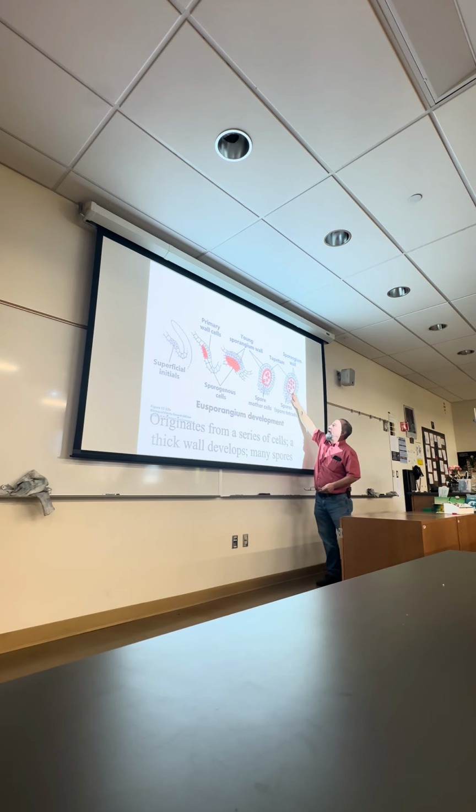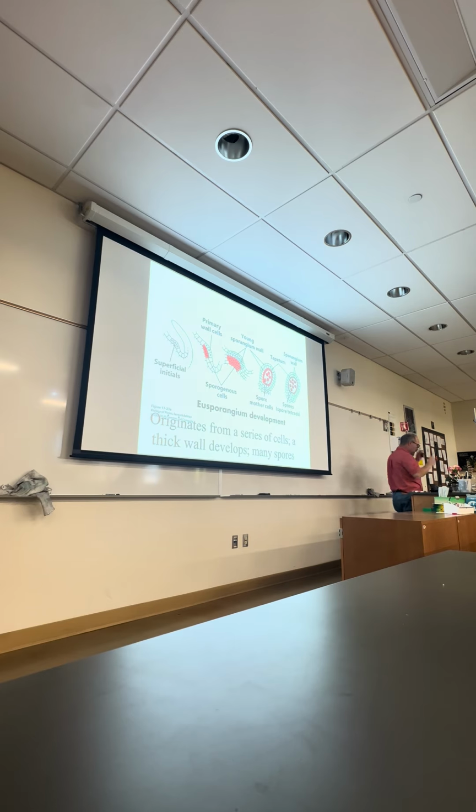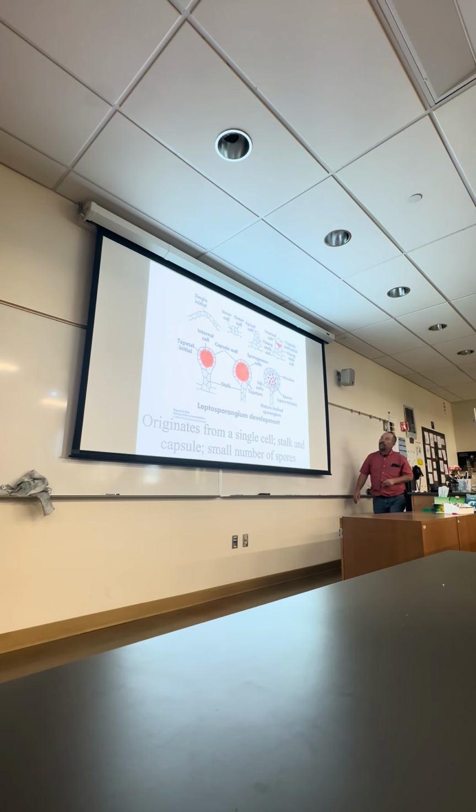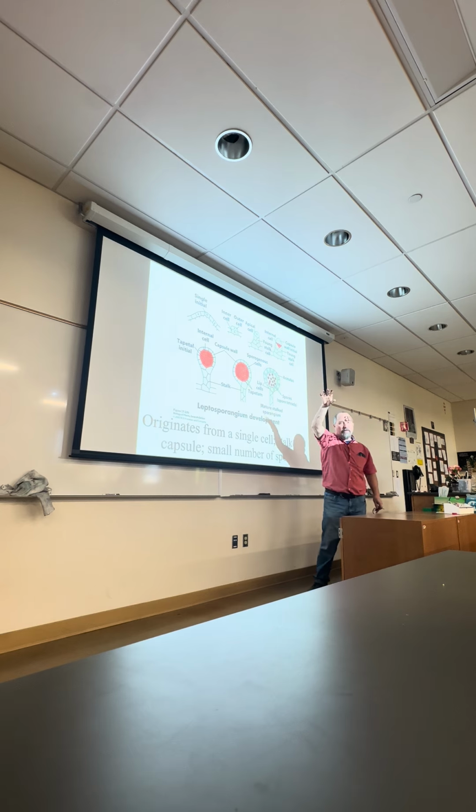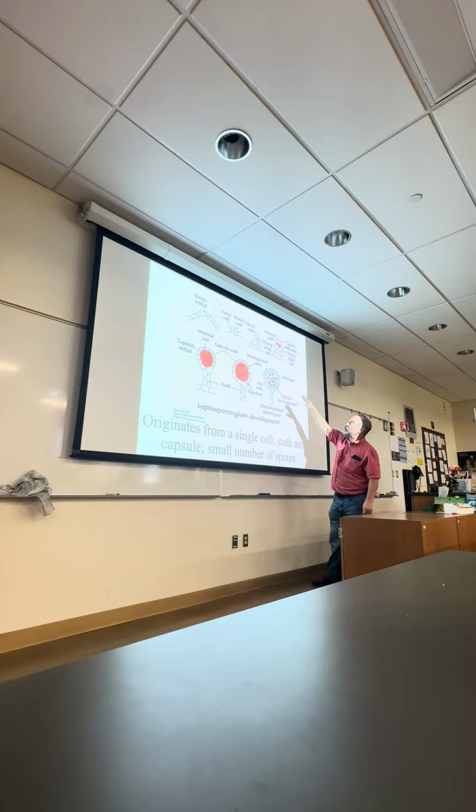So remember, this is 2N, right? This is where the spores are born. Meiosis, that's what I wanted to say. Meiosis is happening here. So this is eusporangium. Then leptosporangium originates from one single cell. The other one has several, so this has one cell, right? And then you get this kind of stalk that grows. Then that cell in there is going to be the origin of your meiosis, the one that undergoes meiosis.